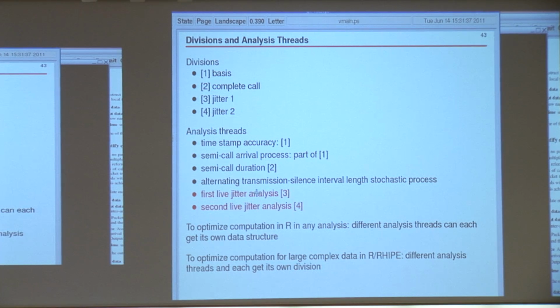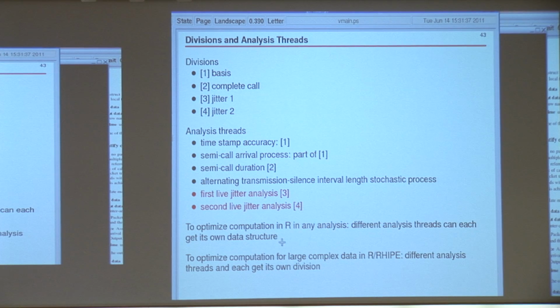I'll explain why we had to do that as part of the analysis. It's not something that's usable. It was just more to validate what we had done. So there's a first live jitter analysis and a second one, and we'll be telling you about that. That's why I put that in red. I'm not going to talk about the rest of these because time is finite. And this one seemed to do a better job of illustrating the various things we want to illustrate in the analyses.